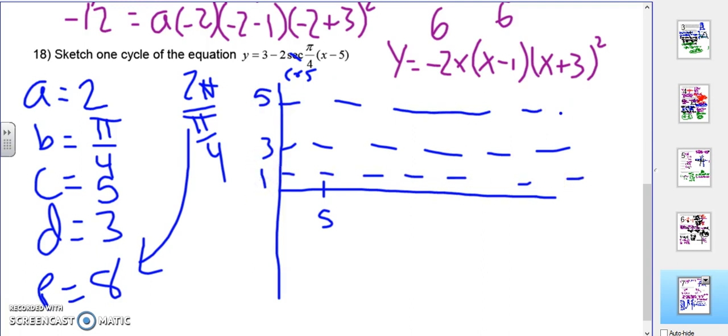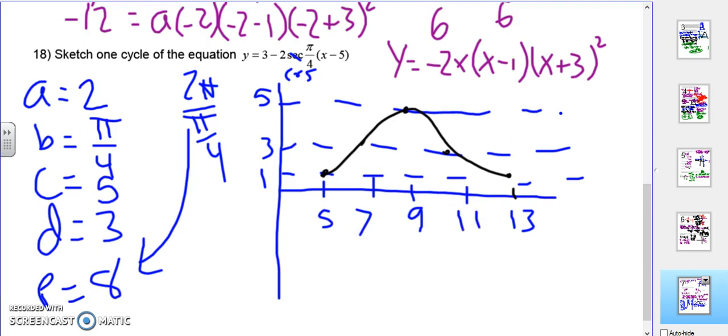All right. So this is a negative cosine graph. So it would start at the bottom. So it's going to look like this, right? And I got to finish it. The period is 8, so 5 plus 8 is 13. Okay, what's in the middle? Add them up, divide by 2. So there's all my numbers.